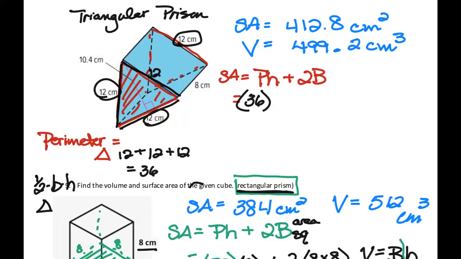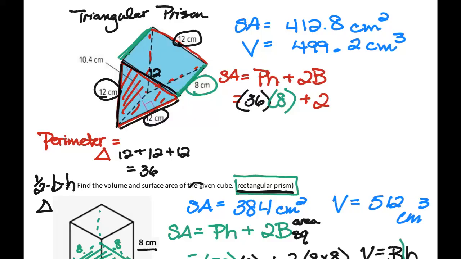Times the height. We are not talking about the height of the triangle now. We are talking about the height of the entire prism, the distance in between those 2 triangles. That height is 8. Okay? Plus 2 times the area of the bases.